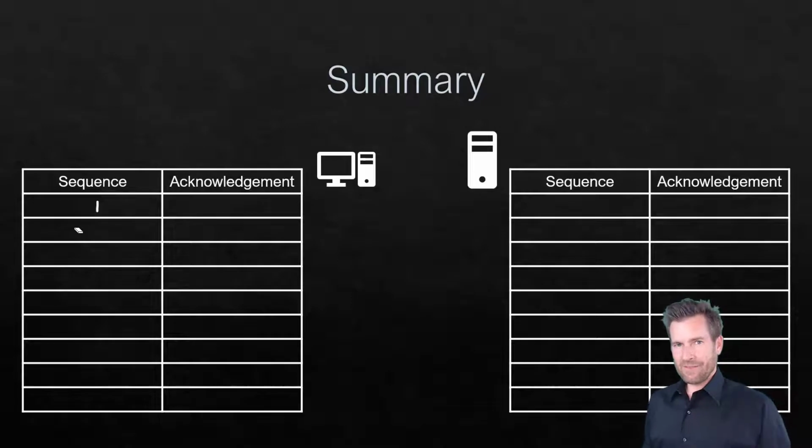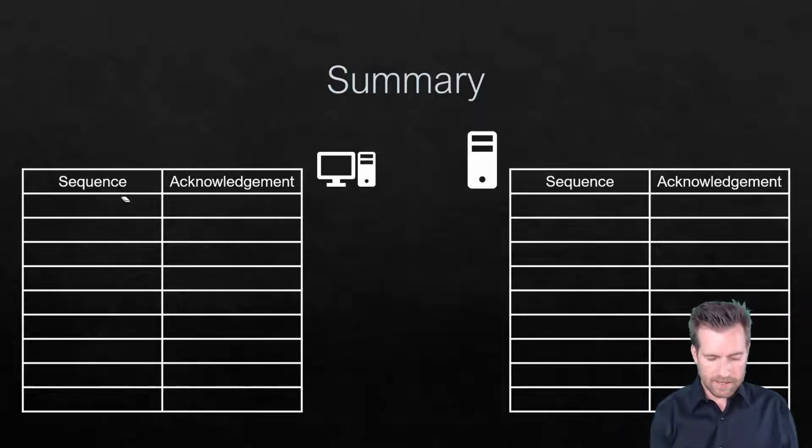Okay, there's a lot of information here. Let's summarize this, and I want to go over one other concept here because we've got data that flows back and forth. So we actually have two sets of sequence and acknowledgement numbers. And so there's something interesting that happens in here. So I'm going to demonstrate that with these two devices right here.